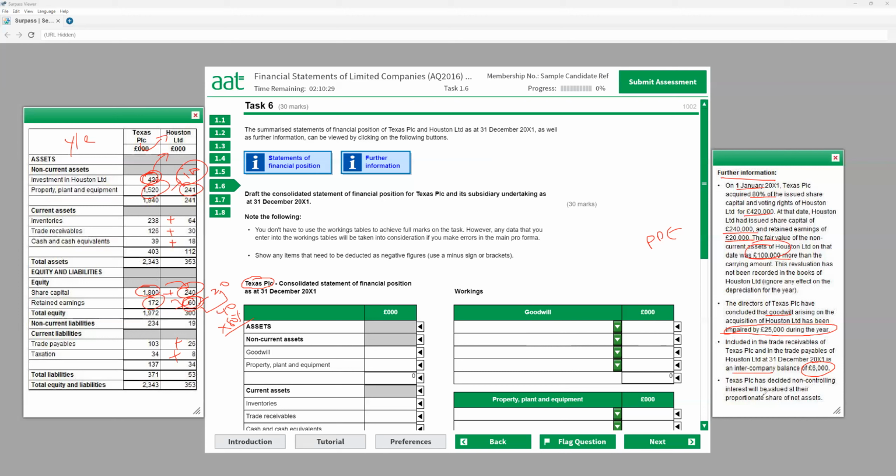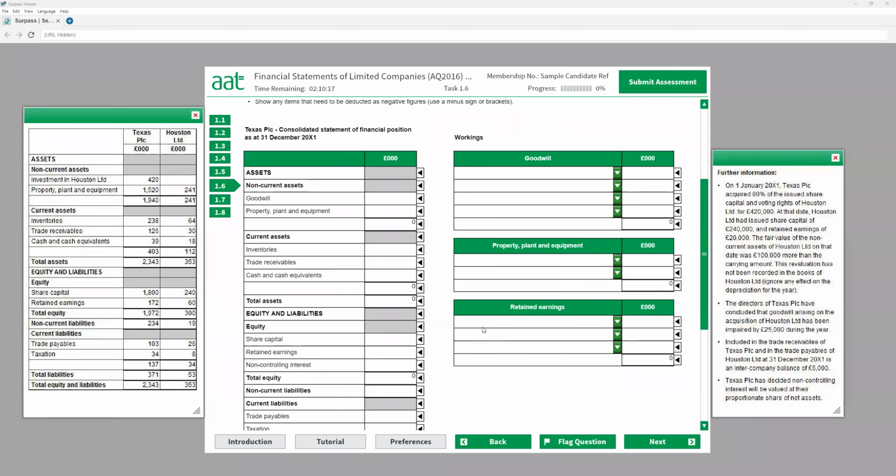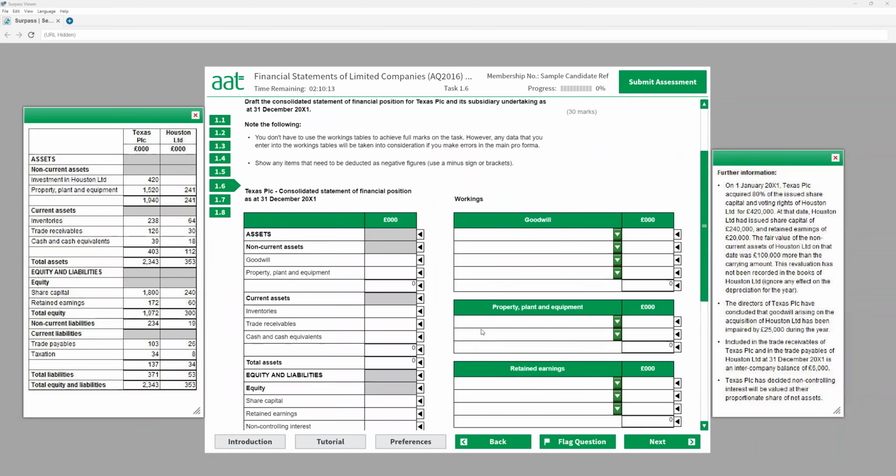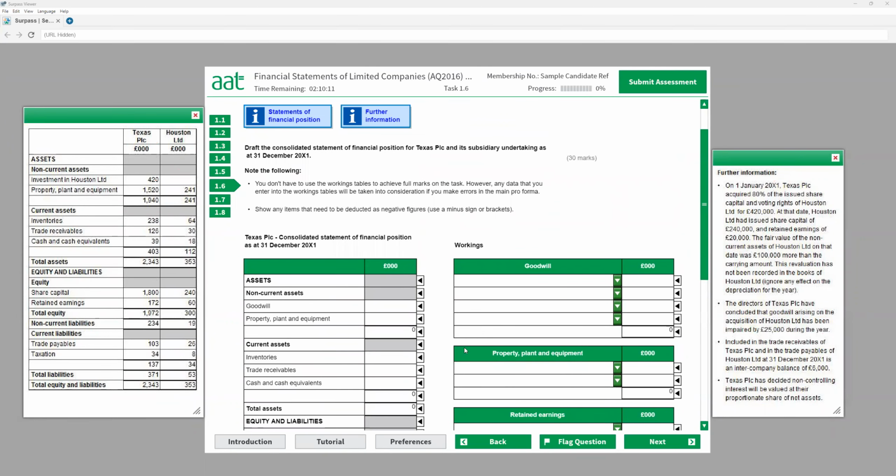And they said the NCI has to be valued under the proportion of shares. So that's simple as this. So let's have a look at the question now. Let's try to do it together. The way I do goodwill, I do a little bit differently with the workings, but of course, you can do the way you like, not a problem at all. So let's have a look how I do that.